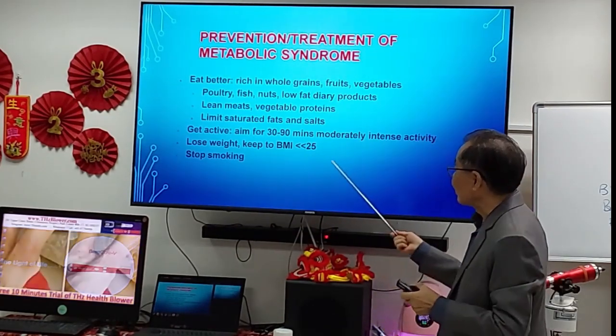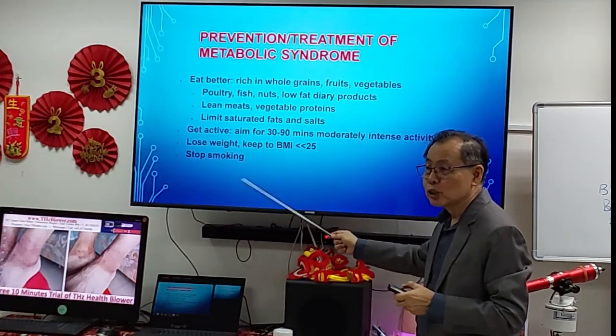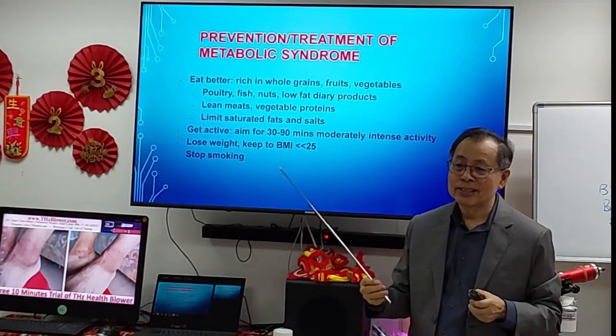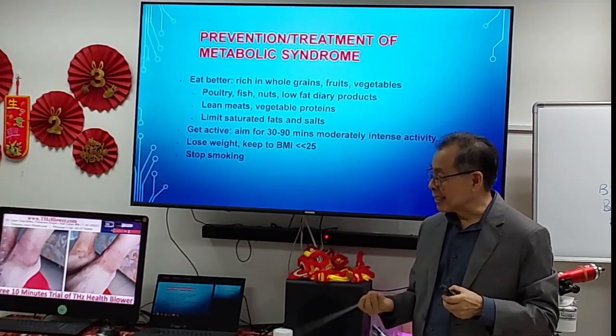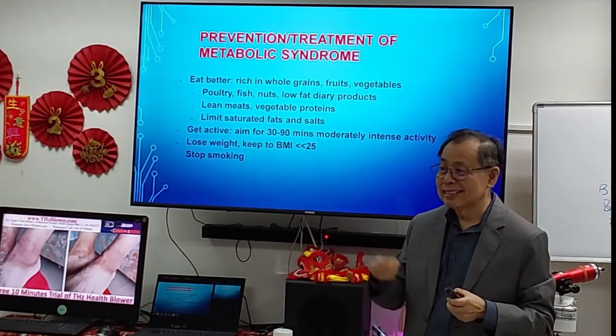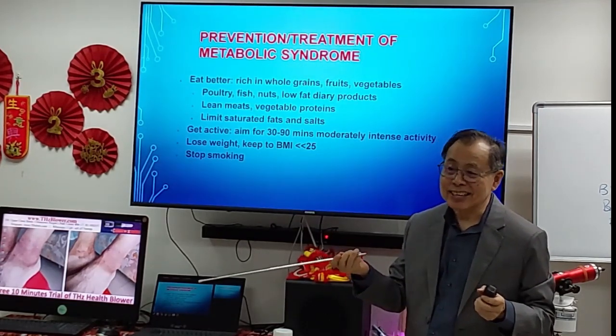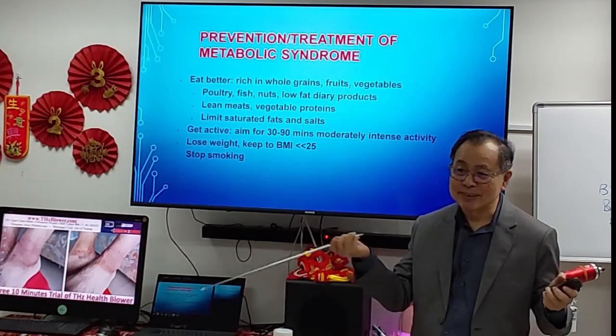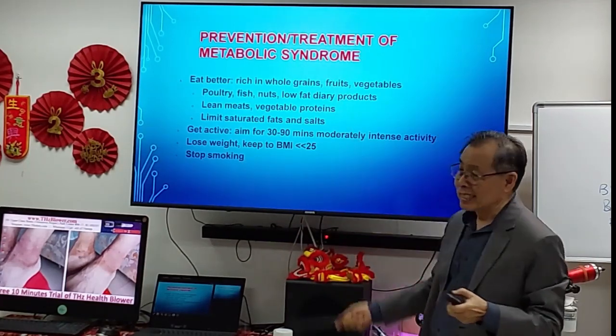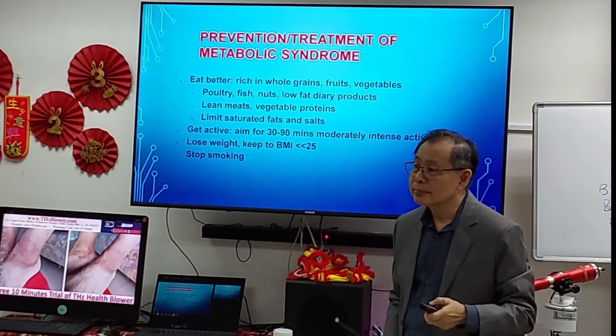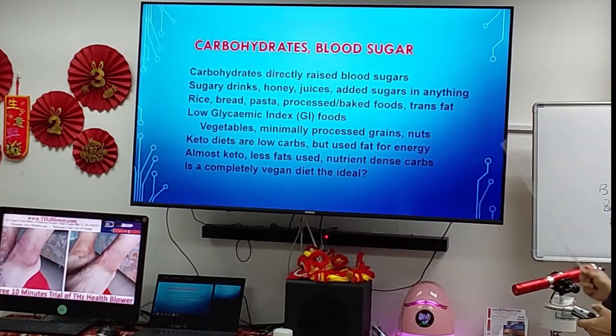So that's one way I have to do it, keep it there, and stop smoking. Smoking has no benefit at all. Unless you have a family history of, what's that, sarcoidosis, then... sarcoidosis is not common, so forget about it for most people. So that's what it is, okay? What about carbohydrates?